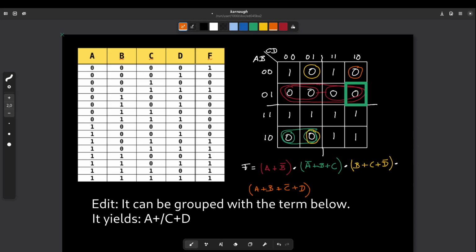So as you can see, the way of minimizing the logical function by means of the Karnaugh map is the same as in the previous case, but the difference is that you have to group the zeros which are logically adjacent. And we write this as product of sums.